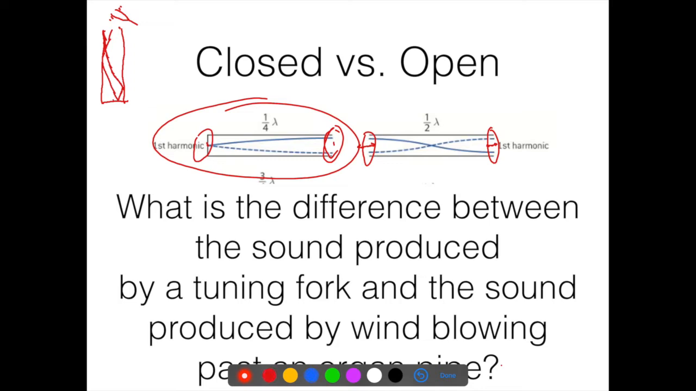So what needs to happen? Well, if I can change my pipe, right? If I can fill my pipe with water or make it go lower in the water, if I can fill it up to this point, the wave which now went like this is going to have a node there at the surface of the water, and now it's going to bounce back up, and now I'm going to have the antinode.